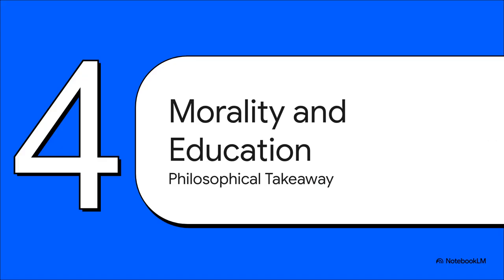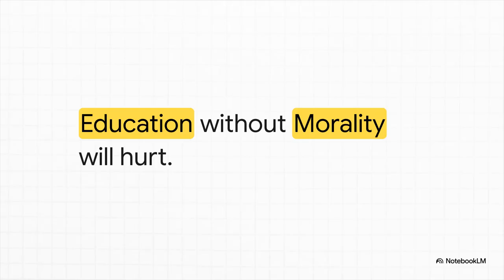Which brings us to part four, morality and education, the philosophical takeaway. Education without morality will hurt. That's a core philosophy we talk about a lot. Think about it. Jefferson Davis was a highly educated, deeply intelligent man who was more than capable of crafting complex legal arguments. But intelligence is inherently destructive if it's used to justify oppressive systems and make bad moral choices.